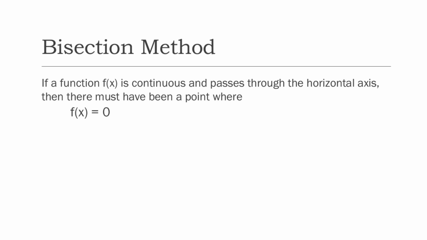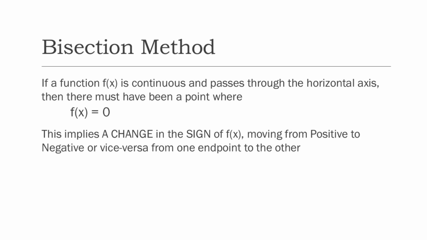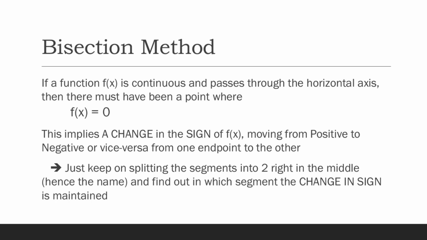With the bisection method, if a function f(x) is continuous and passes through the horizontal axis, then there must have been a point where f(x) = 0. This implies a change in the sign of f(x). So if we went through 0, that means you were going from positive, then 0, to negative, or vice versa: from negative, then 0, then positive. So that's basically the whole idea. You just keep on splitting the segments into two right in the middle, and hence the name, and find out in which segment there is a change in sign, and choose that segment. And then you keep on doing that until you get near enough to the zeros.